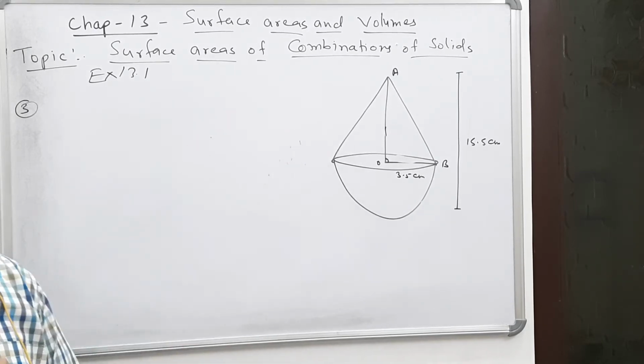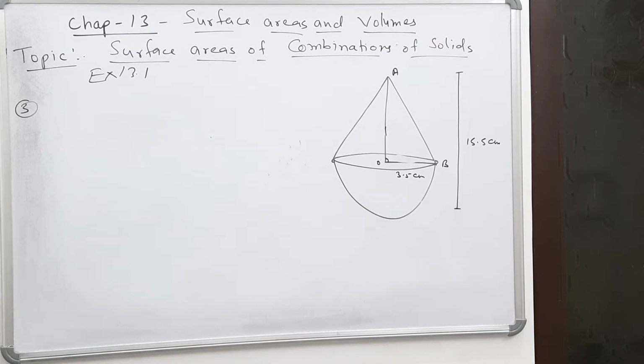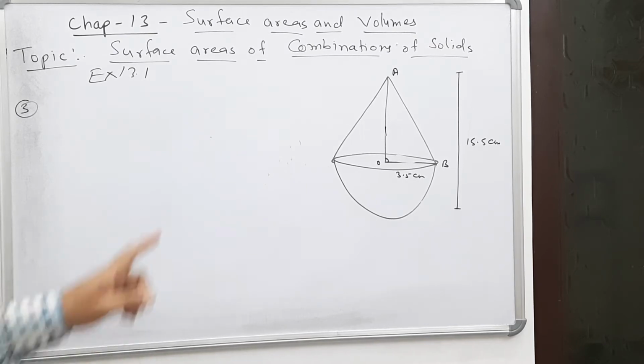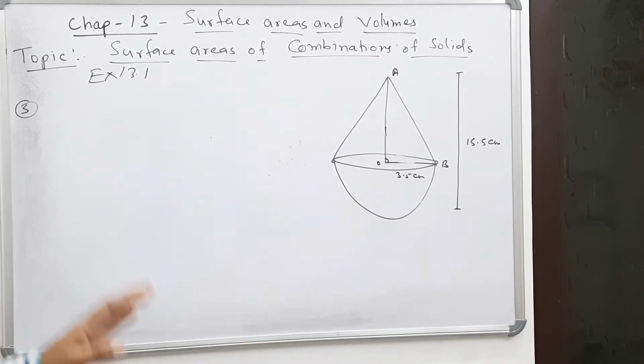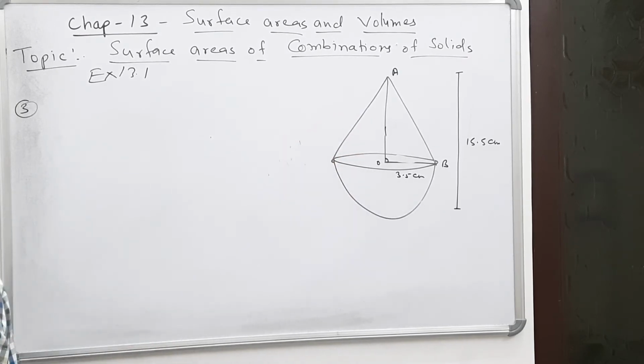Yes, now the third sum. A toy is in the form of a cone of radius 3.5 centimeter mounted on a hemisphere of the same radius. The total height of the toy is 15.5 centimeter. Find the total surface area. Now you see the total surface area of this toy.